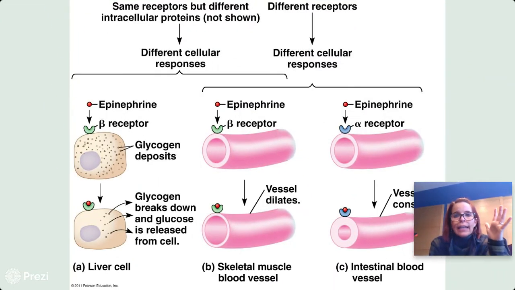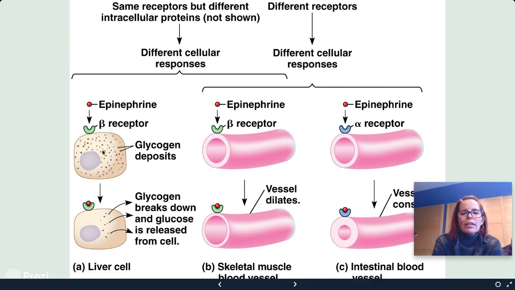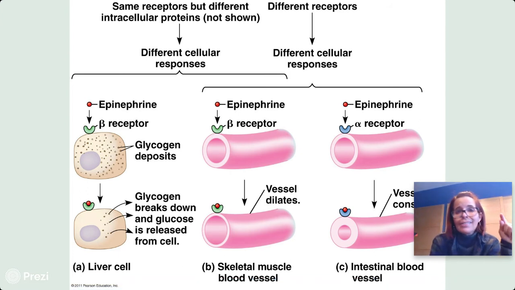So let's take a look at the diagram. You need to understand the diagram. It's not complicated. So here, look at the receptor. It's called a beta receptor, and it's green in the diagram. Over in this diagram, there's an alpha receptor, and it's blue. Notice that the beta receptor here is on a liver cell, and here it's actually on a blood vessel. It's the same receptor, but it's in two totally different places.